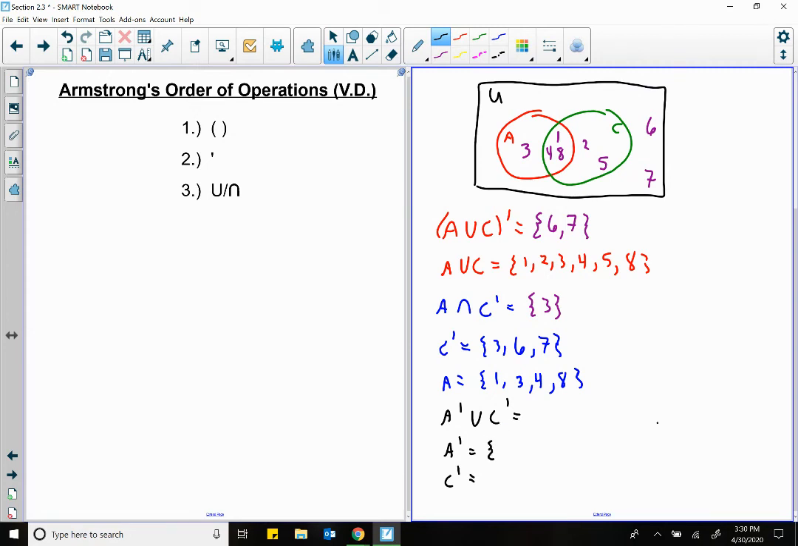So A complement means give me everybody not in A. So all the numbers not in this circle A are 2, 5, 6, and 7. Down here, this says C complement. So I need all the numbers that are not in C. So not in the green circle are 3, 6, and 7.